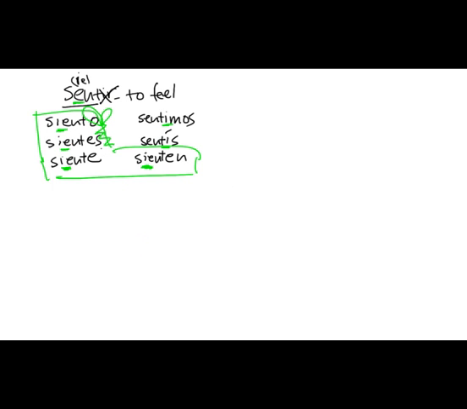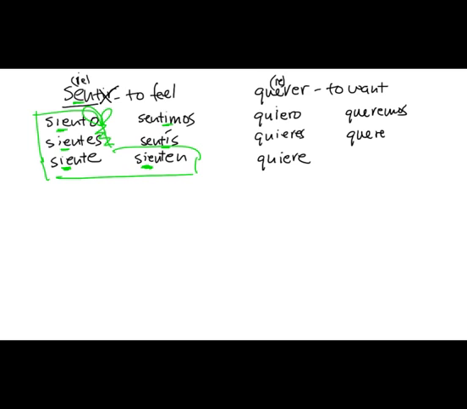Okay, let's try another one of these E to IE. How about the verb querer? Also stem changing E to IE, so that E is going to change wherever it's stressed. Querer, a very important verb, to want. So we end up with quiero, quieres, quiere. No change here. Queremos, queréis, quieren. This is an ER verb, so we have the ER endings: o, es, e, emos, éis, en.